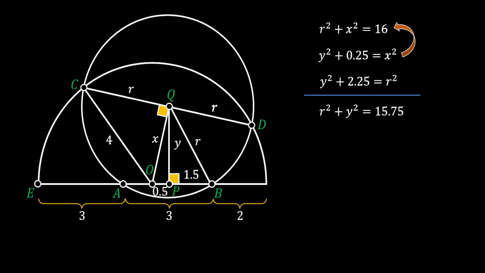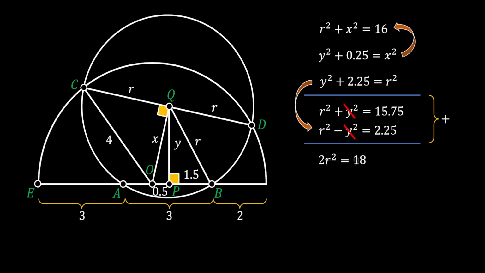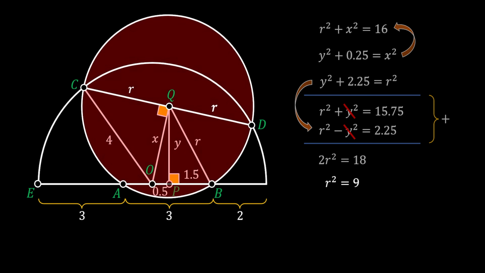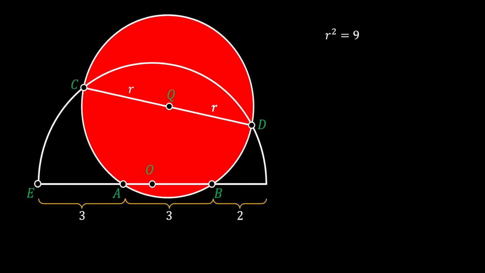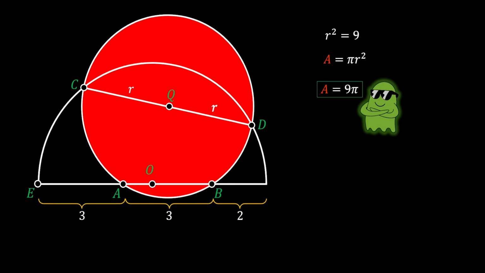Next, I will just rearrange and implement our third equation, and we will get this following system of equations, which we will just add together. If we do this, we will cancel out y squared and minus y squared, and we will get that 2r squared is equal to 18, which means that r squared is equal to 9. And now it's pretty easy to find the area of the circle, since the area is equal to pi r squared. So we can just substitute the value of r squared, and we will get that the area of our full circle is equal to 9 pi, and this is our solution.